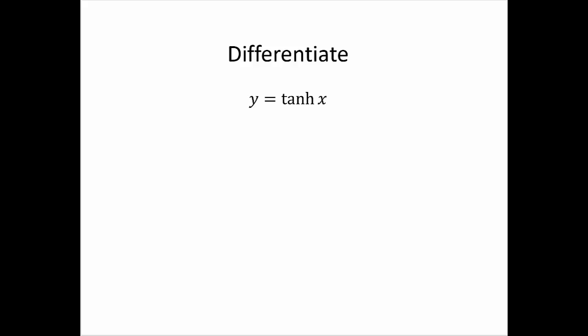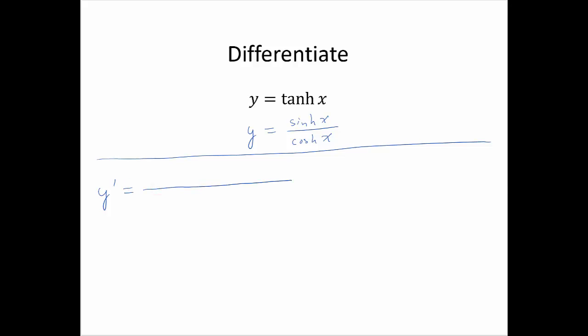Alright, so the trick with this is, again, use the definition. We know that if y is the hyperbolic tangent, that's the same as the hyperbolic sine divided by the hyperbolic cosine. So let's start from there in calculating the derivative. So then y prime would be, I'll use the quotient rule.